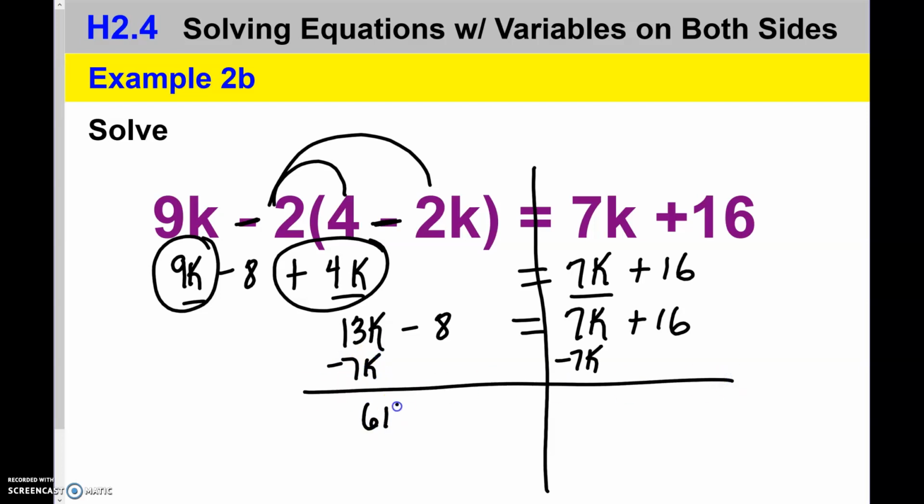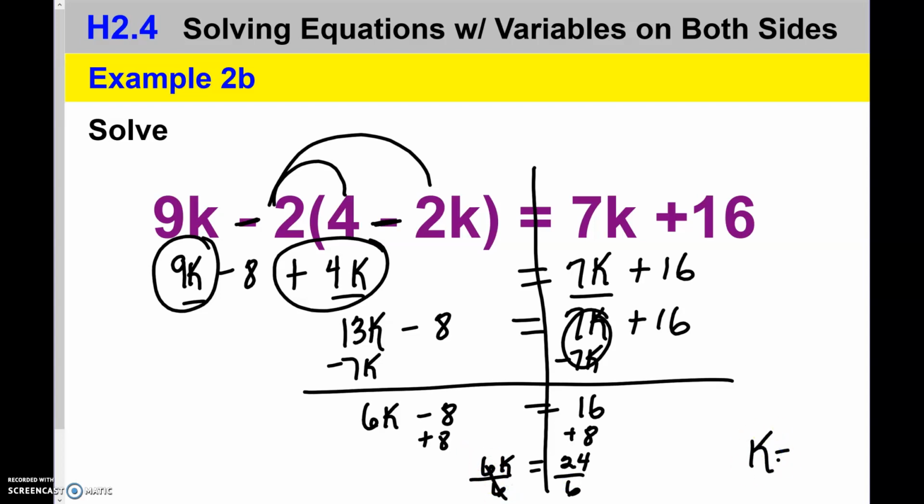So I have 6k minus 8. And over here, these k's cancel out, and we have 16. All right, now we need to move that 8, because that says negative 8. I am going to add 8. So 6k equals 24. Now that says 6 times k, so the opposite of times is divide. Now I'm running out of room here, but 6 divided by 6 is 1, so we end up with k. 1k is just k. And 24 divided by 6 is 4.